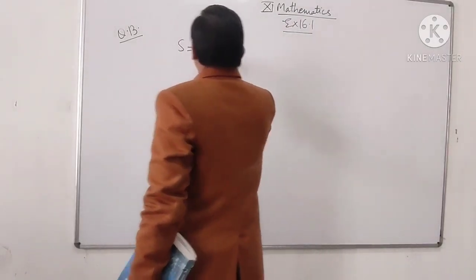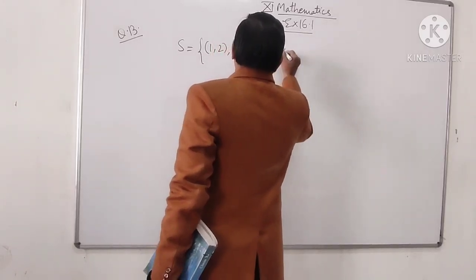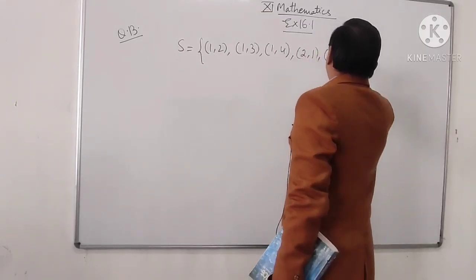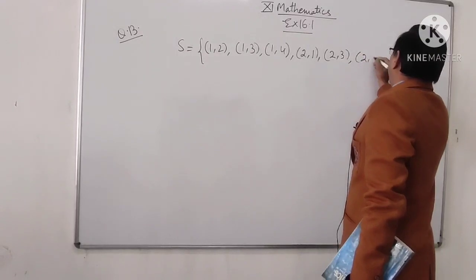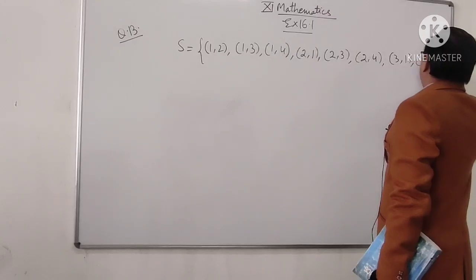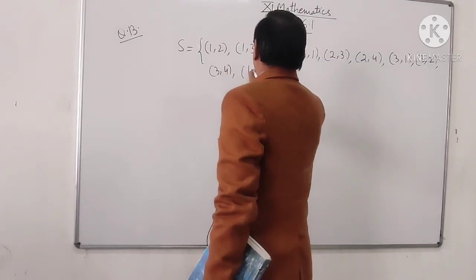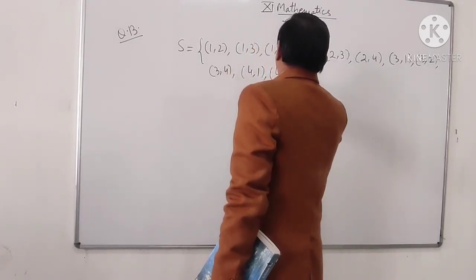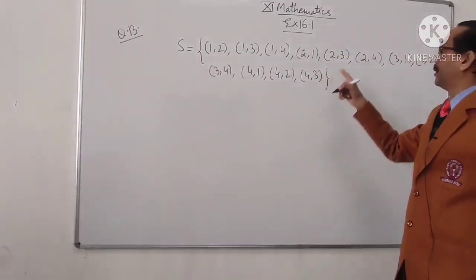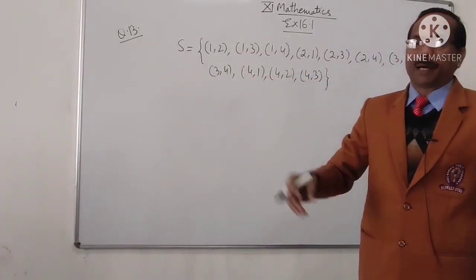The possible sample space is (1,2), (1,3), (1,4), then (2,1), (2,3), (2,4), and (3,1), (3,2), (3,4), then (4,1), (4,2), and (4,3). Student, there will not be (1,1), (2,2), (3,3), (4,4) because we are taking a slip one by one.